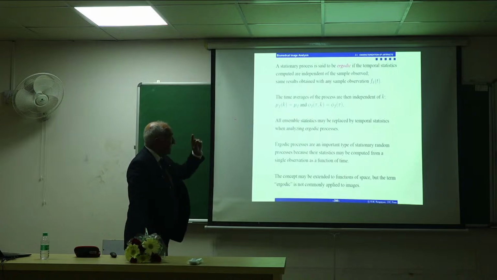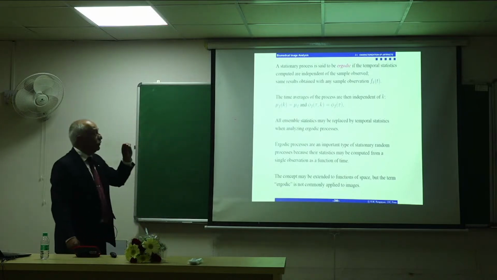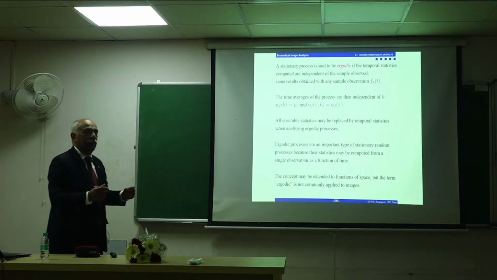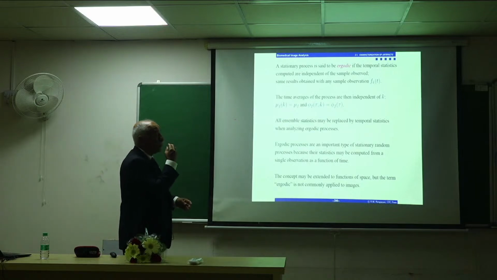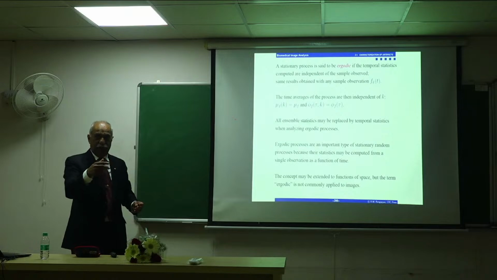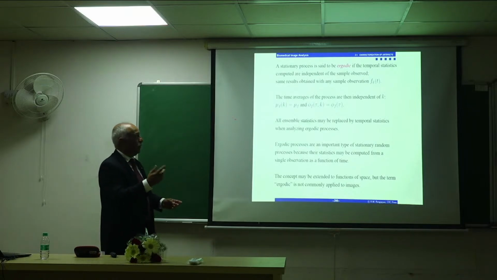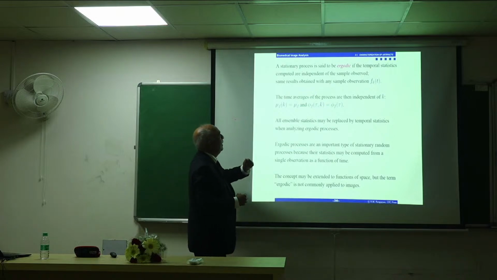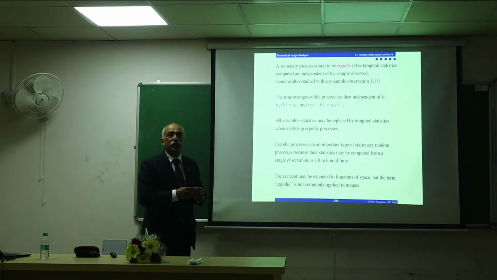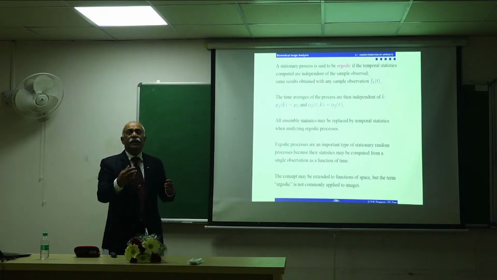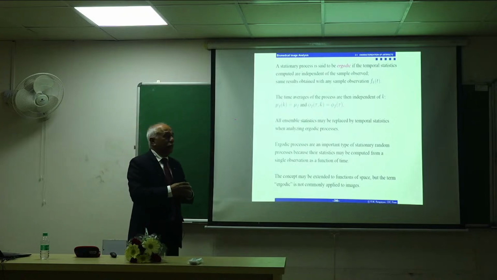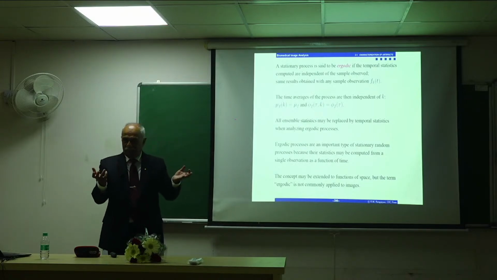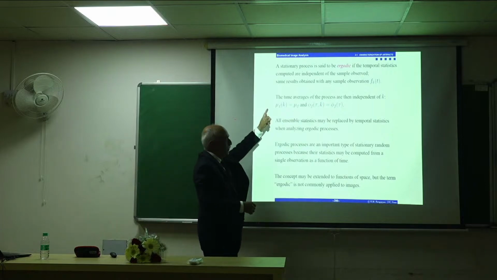A stationary process is said to be ergodic if the temporal statistics computed are independent of the sample observed. I take one signal here, another signal there, another signal at some other time, and if the statistics are the same, then you say the process is ergodic, and then you can use the time averages instead of the ensemble averages. Collecting an ensemble of signals takes time, and there could be some expense. And there are issues with patient movement and so on. So if you can do temporal averages with one signal, it's simpler. For that, you have to make the assumption of ergodicity.